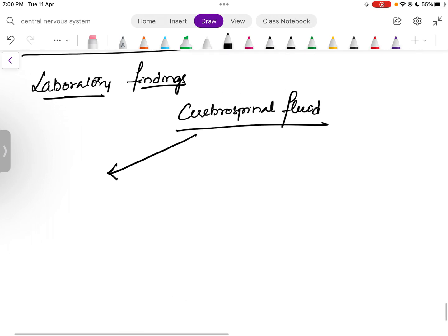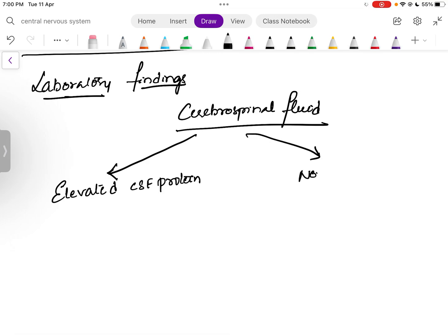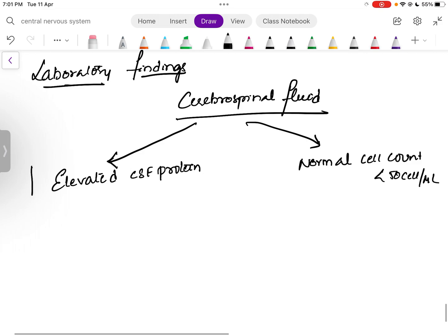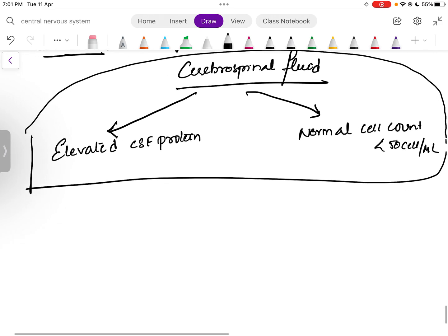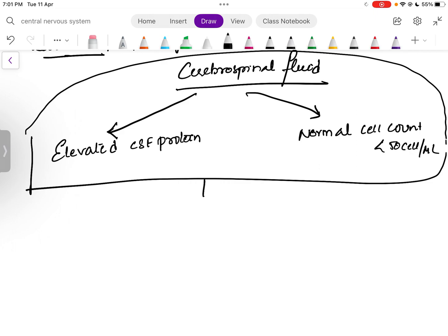The patient will have elevated CSF protein, and they will have a normal cell count, that is less than 50 cells per microliter. So this is the diagnostic criteria for GBS.